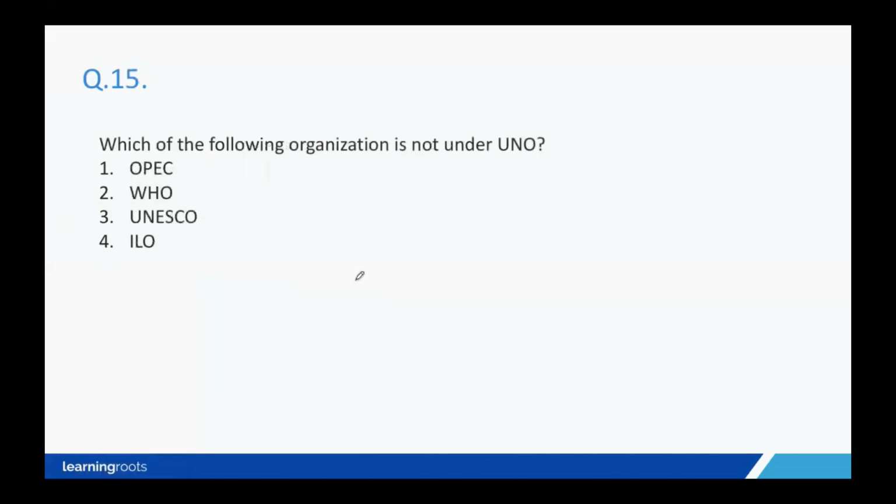Which of the following is not under UNO, under the United Nations Organization? So the first one is OPEC, which is Organization of Petroleum Exporting Countries. So this, of course, is not under the United Nations, right? So this is the answer. Okay, let me quickly go through the remaining ones as well.